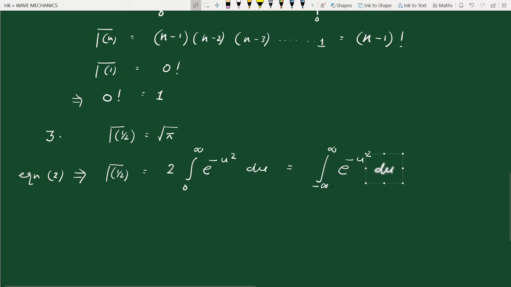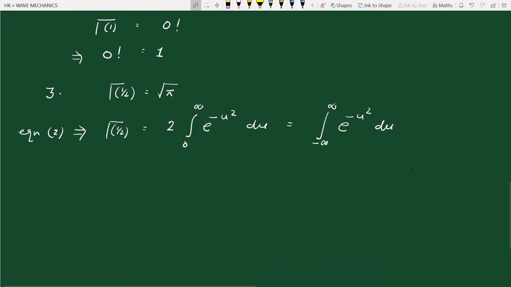And we have to show that its value is root pi. So let us see how this can be done. There is a very famous technique for proving this, usually attributed to the mathematician and physicist Poisson. So for gamma half, let us rewrite this in terms of the variable x: integral of e raised to minus x square dx.